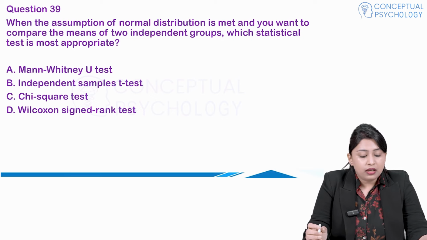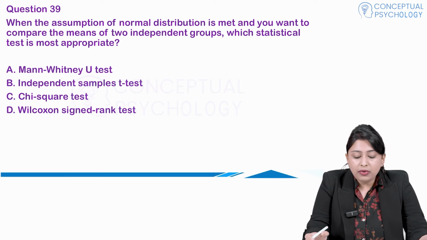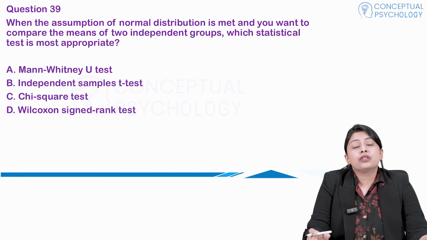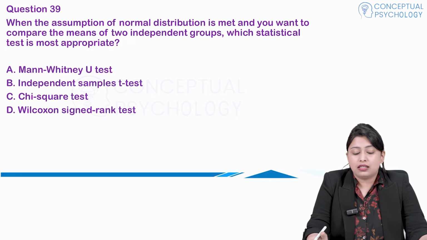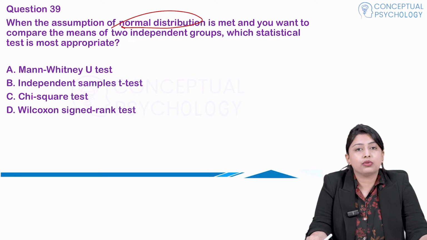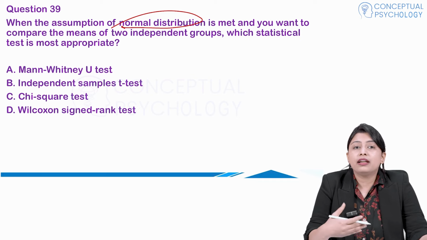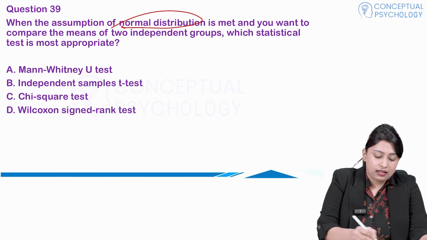Moving on. When the assumption of normal distribution is met and you want to compare the means of two independent groups, which statistical test is most appropriate? Mann-Whitney U-test, independent samples t-test, chi-square test, or Wilcoxon signed rank test? So when the data meets the assumption of normal distribution and you want to compare the means of two independent groups, the independent samples t-test is the answer here.